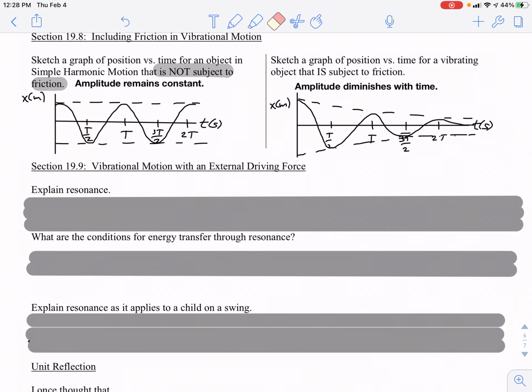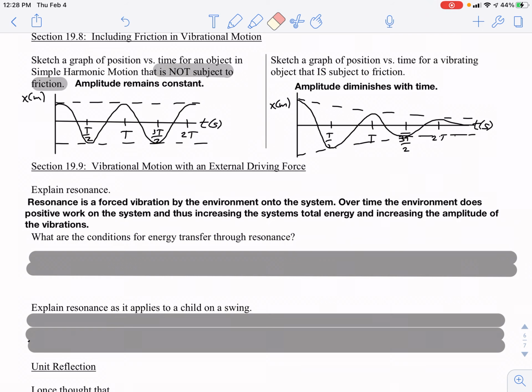Section 19.9, vibrational motion with an external driving force. Explain resonance. Resonance is essentially a forced vibration by which the environment applies a force onto the system. The environment, something outside the system, essentially does positive work on the system. So over time, the environment does positive work on the system and thus increases the system's total energy. And if you increase the total energy, you increase the amplitude of these vibrations.